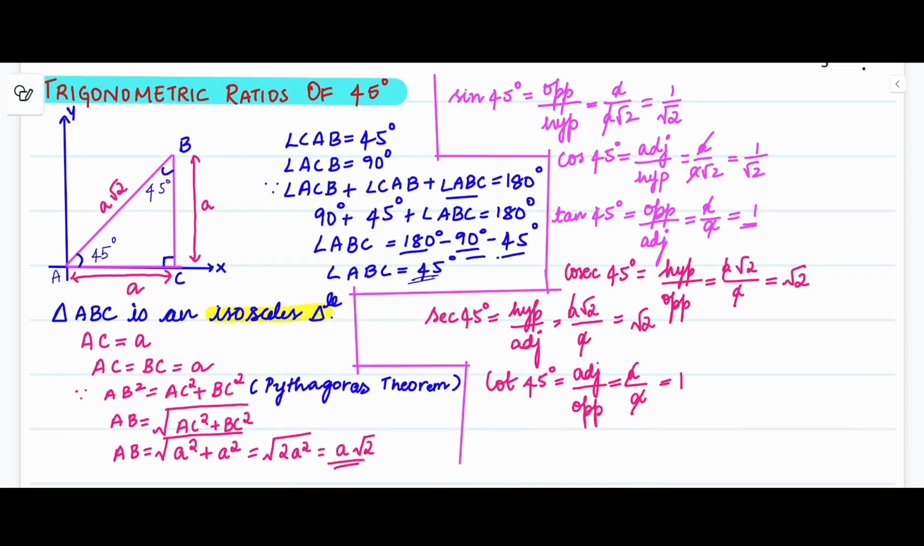So now we have the trigonometric ratios of angle 45 degrees. Next we will be seeing the trigonometric ratios of the angles 60 degrees and 30 degrees.